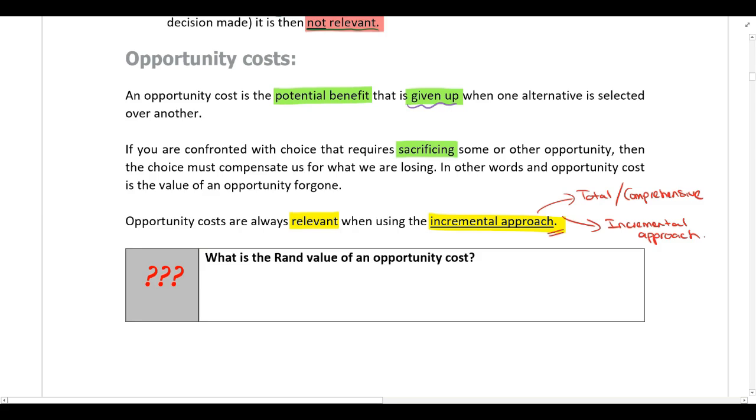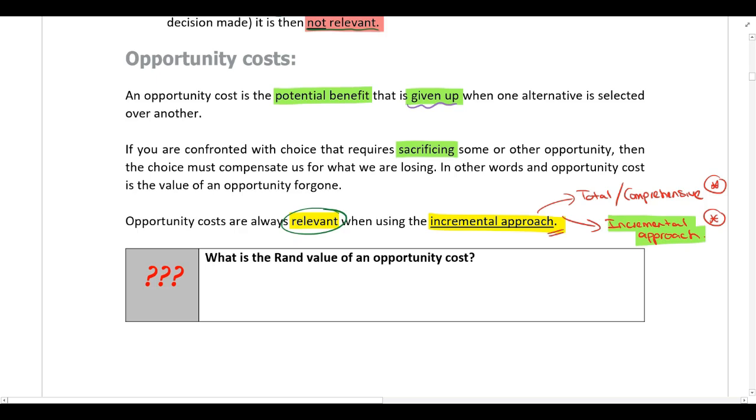So we're going to cover this in detail now, but please note, opportunity costs are only relevant when we are working with the incremental approach. We do not take opportunity costs into account when we are working with the total or the comprehensive approach. So you need to note when you're doing your calculations, what approach are you working with? If we are using the total approach, we don't take opportunity cost into account. But if we are using the incremental approach, we do take opportunity cost into account.